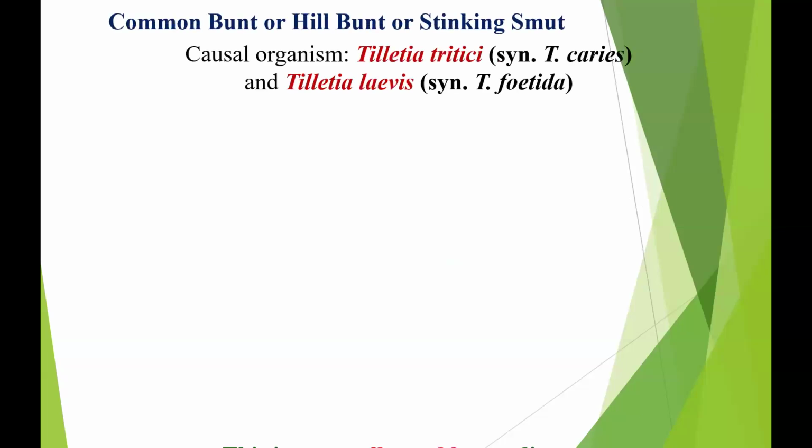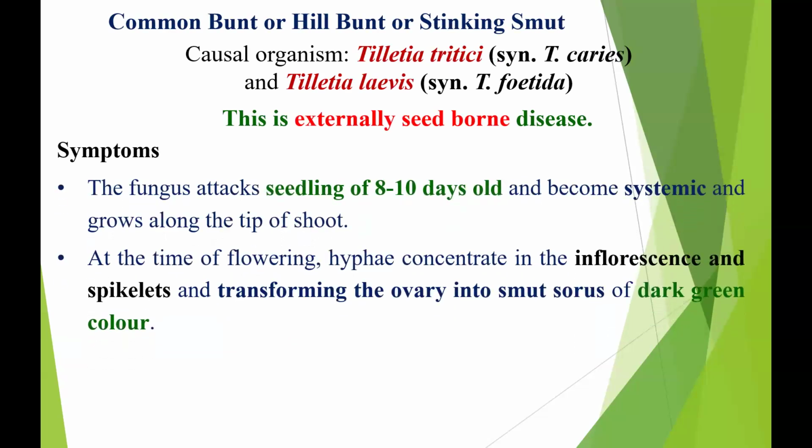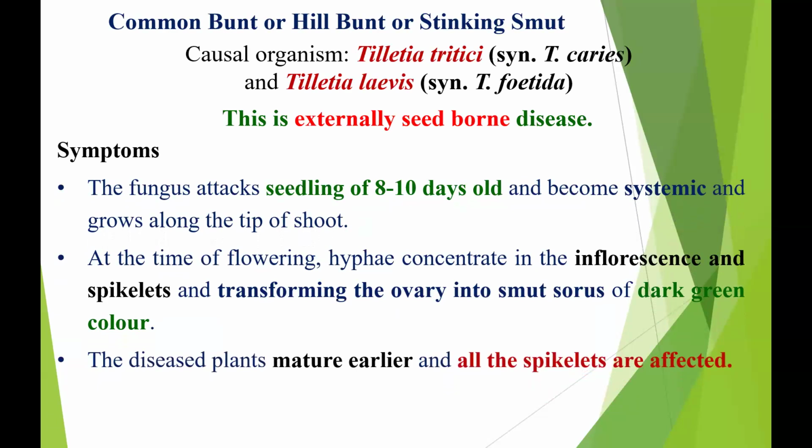Next disease is common bunt or hill bunt, also known as stinking smut. The causal organism is Tilletia tritici and Tilletia laevis. This is externally seed-borne, and the fungus attacks the seedling stage at 8 to 10 days old and becomes systemic, and from the seedling stage, it grows along with the tip of the shoot. At the time of flowering, the hyphae concentrate in the inflorescence and spikelets, transforming the ovary into a smut sorus of dark green color. The diseased plants mature earlier, and all the spikelets are affected.